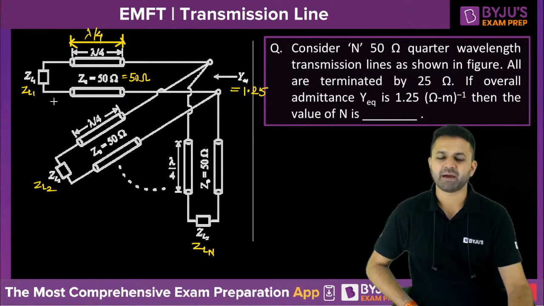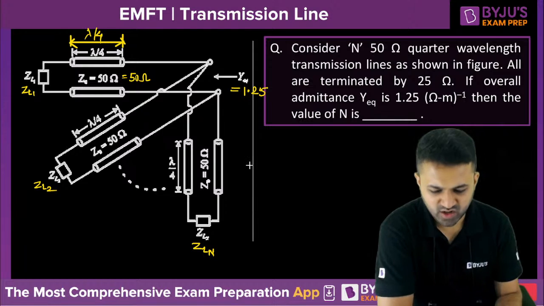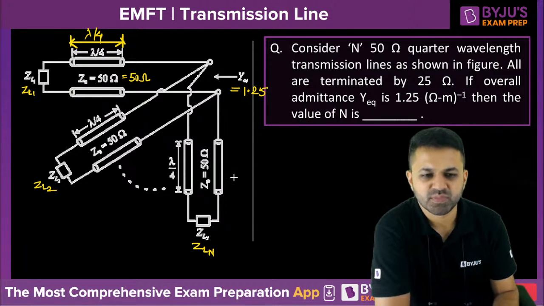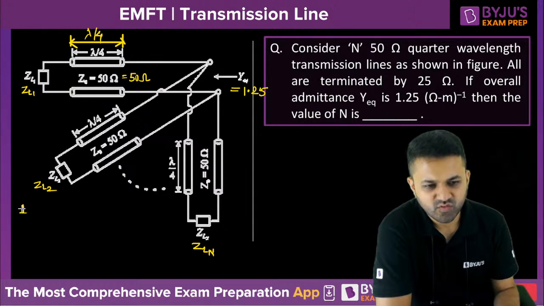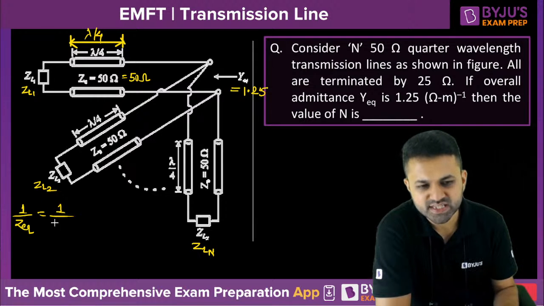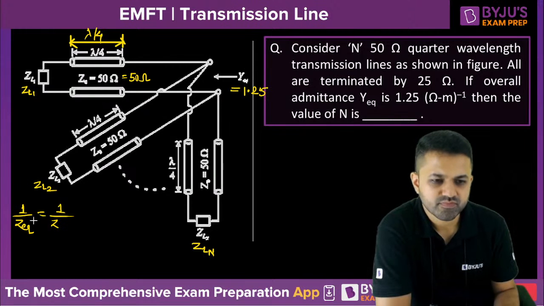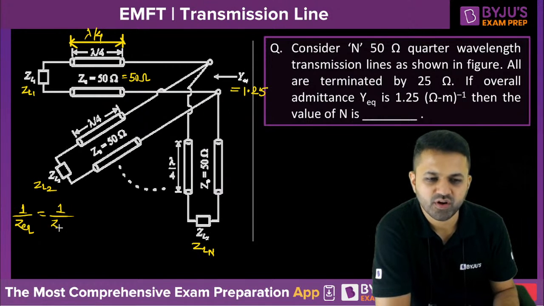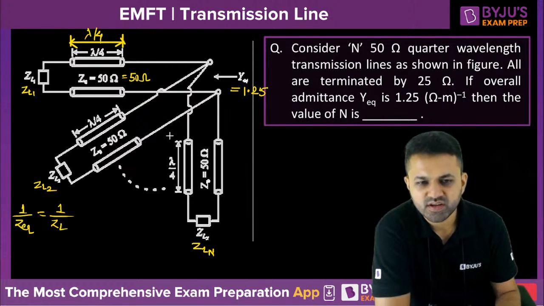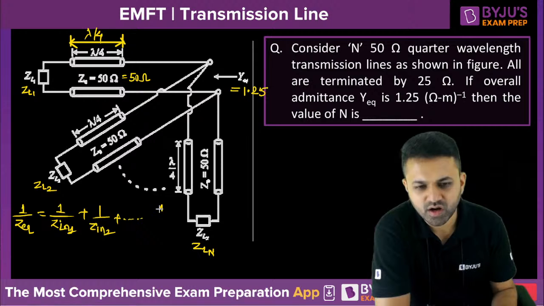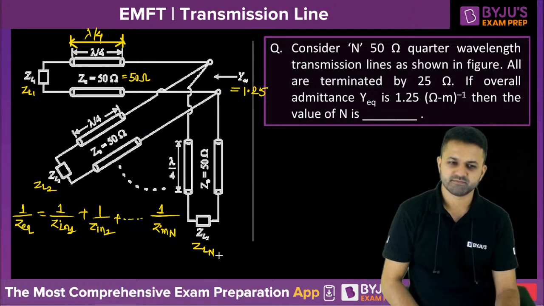Now they are connected in parallel, so you have to tell how many transmission lines should be connected. We know that if I want to calculate the overall impedance, then 1 upon Z equivalent is 1 upon the input impedance of the first, plus 1 upon the input impedance of the second, and so on up to 1 upon the input impedance of the nth.